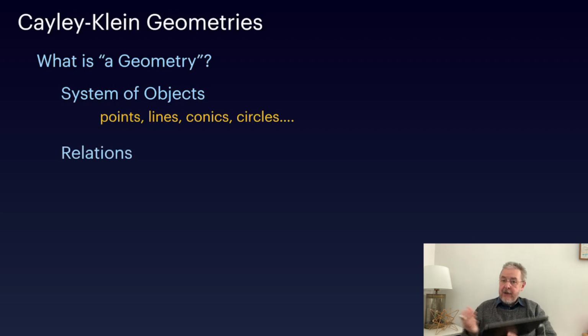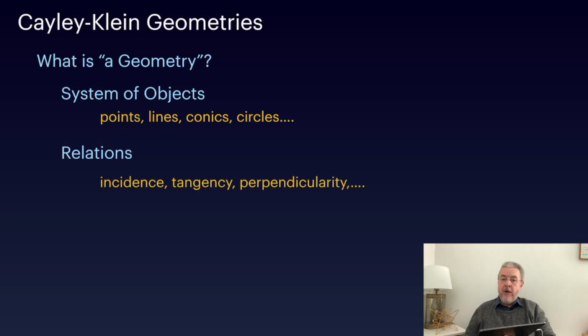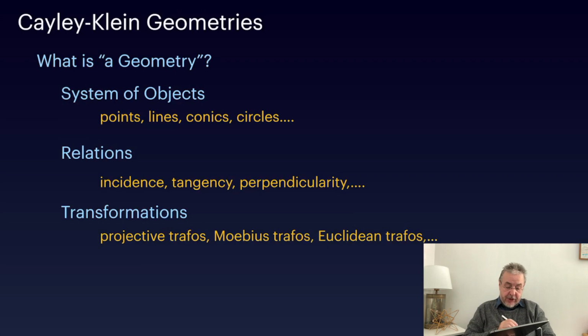On the other hand, you have relations between the objects. So a point may lie on a line or on a conic. You may have tangency between a line and a conic. You may have perpendicularity between some lines, depending on what kind of geometry you are dealing with. Then it's also a system of transformations. Depending on what geometry you're dealing with, you may have projective transformations or Möbius transformations or Euclidean transformations.